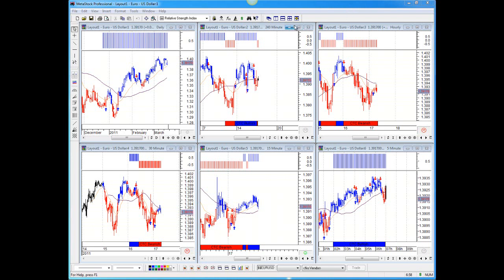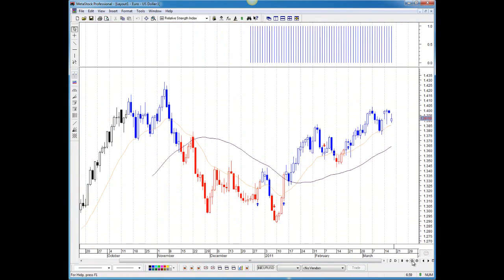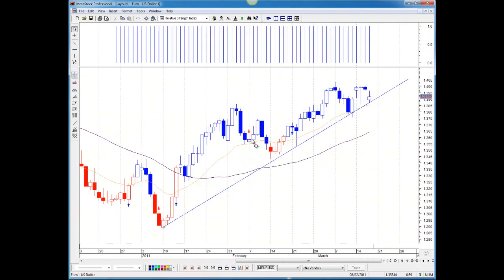Let's start with the Euro against US dollar on our CTC strategy template. I'm going to open up the daily time frame. You'll be aware that we are in an uptrend, and just recently we've had price pullback after testing a high at around the 1400 mark.